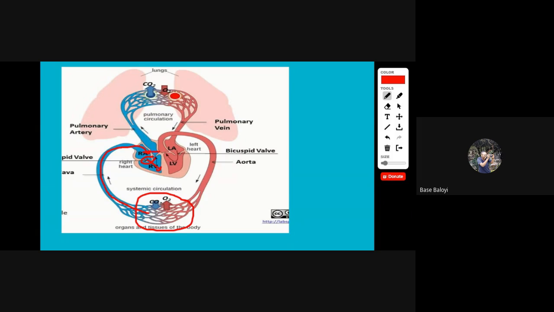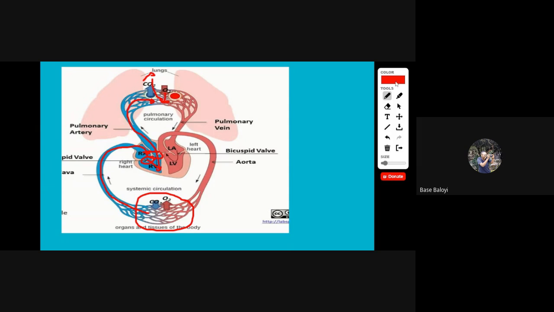When it contracts, what's going to happen? It's going to push this pulmonary valve. It forces it open. When it forces it open, blood is going to flow through the pulmonary artery so that it goes to the lungs, where carbon dioxide is released, and then the oxygen is attached to the hemoglobin of the red blood cells, right? Now it means that the blood that we have at the lung level is oxygenated.